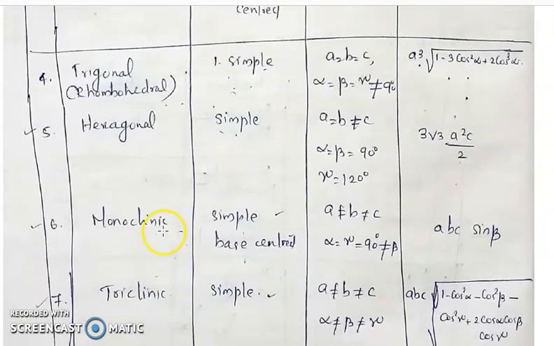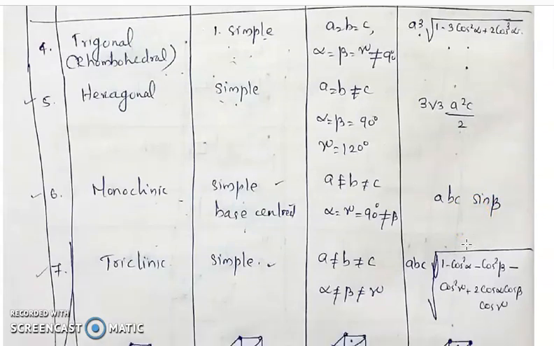Then the sixth type is monoclinic, in which two possibilities are there. First one simple, and the second one base centered, in which a not equal to b not equal to c, alpha is equal to gamma is equal to 90 degrees, which is not equal to beta, and the volume of the crystal lattice or the unit cell is equal to abc sin beta.